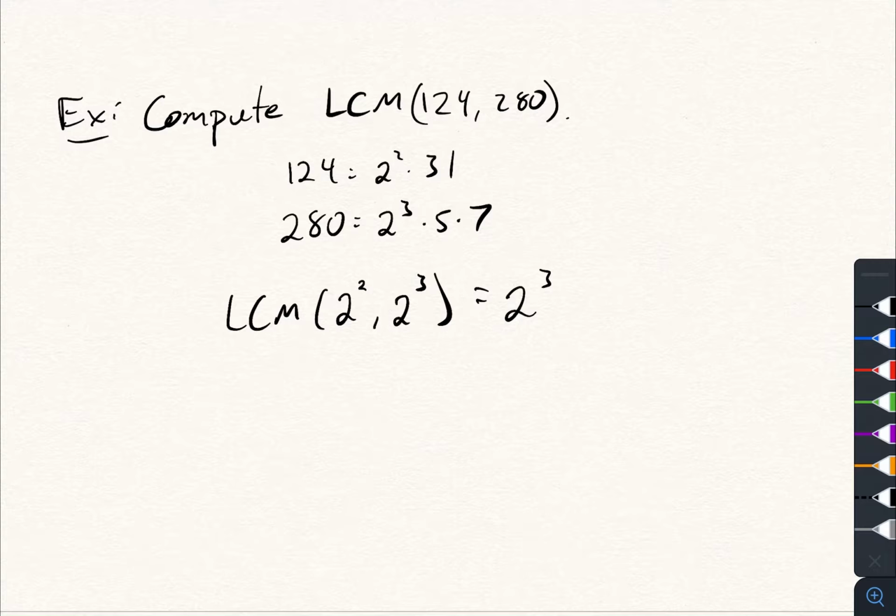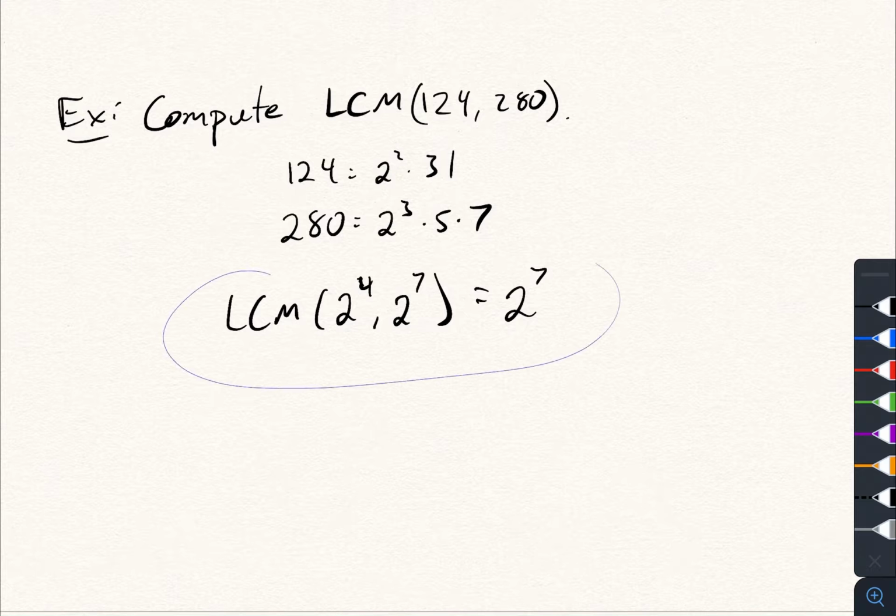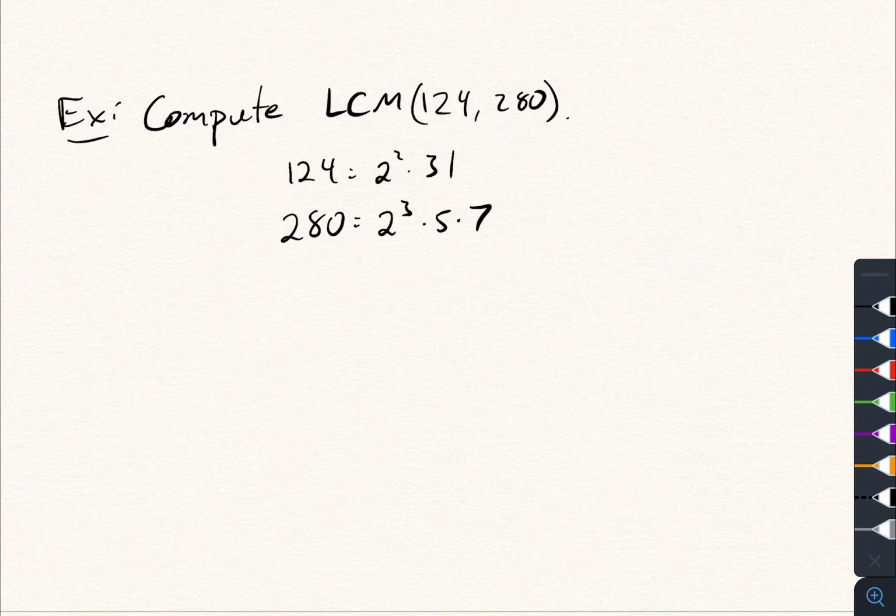And that would be the same if this was just 2 to the first or whatever. And if this was maybe 2 to the fourth and 2 to the seventh, the least common multiple would be 2 to the seventh, because I could just multiply this by 2 cubed to get to 2 to the seventh. Okay, so keep that example in mind when I say what I'm about to say.